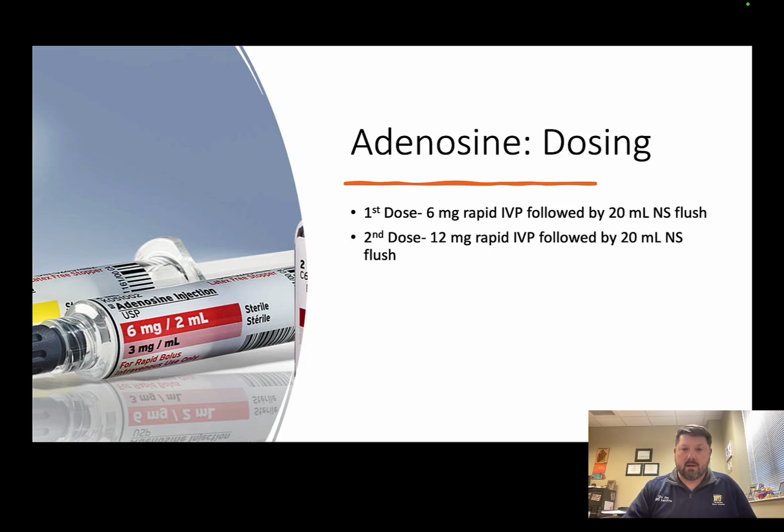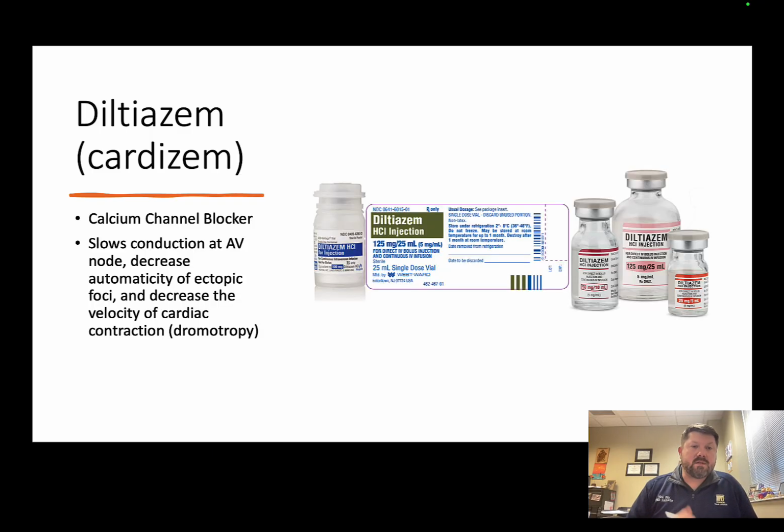dose of 12 milligrams. Diltiazem, also known as Cardizem, is a calcium channel blocker. It slows conduction at the AV node. It also decreases automaticity of ectopic foci, so this drug could be used in other tachyarrhythmias as well, other than just AVNRT. And it decreases the velocity of cardiac contraction, which is also known as dromotropy.